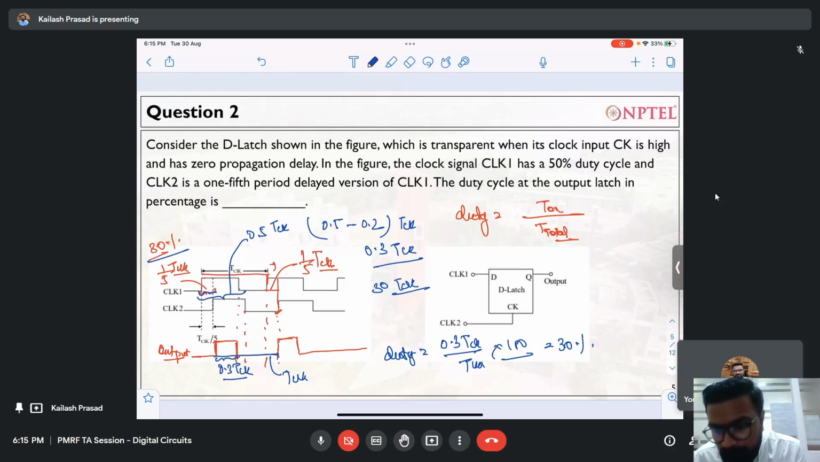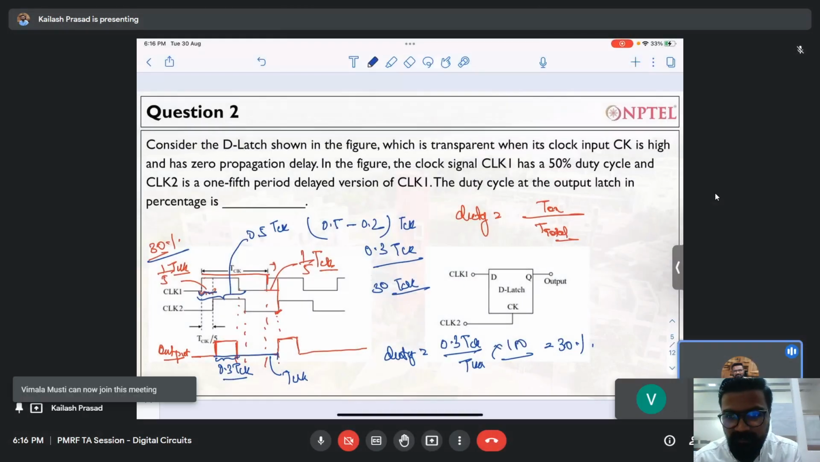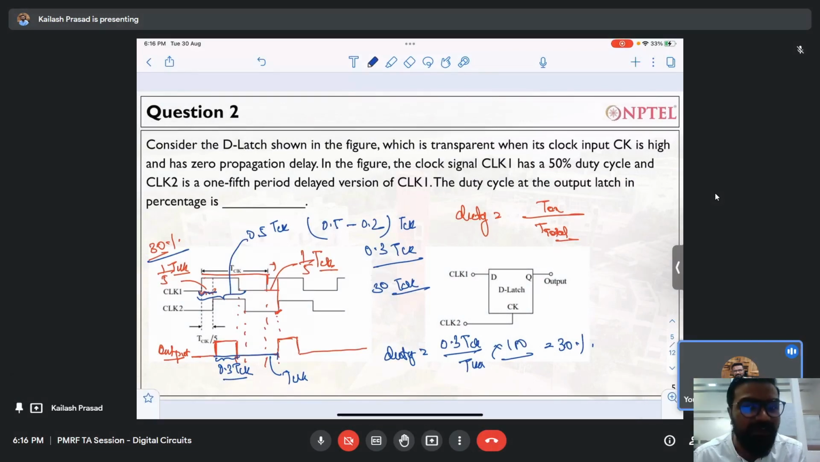Sir, I have one doubt. Is it necessary to always give the answer of duty cycle in percentage? Not necessary. In this question it has been asked like that, so you have to give the answer, because it was actually one of the GATE questions, and in GATE questions they try to make the answer in integer form. That is the reason why it has been asked like that.